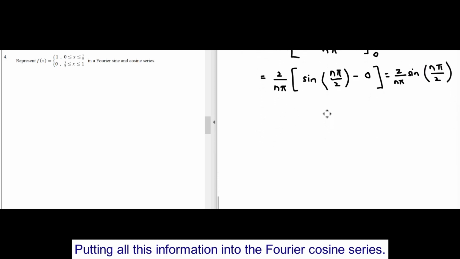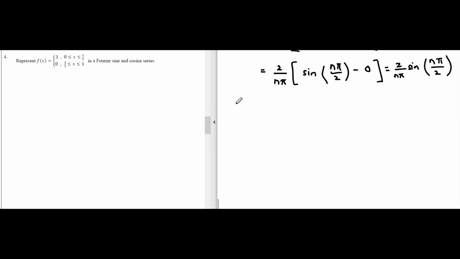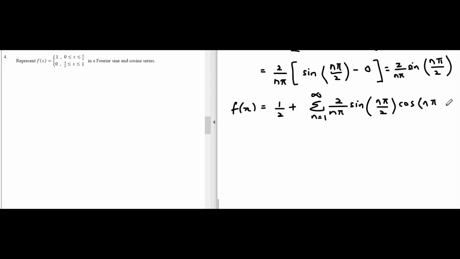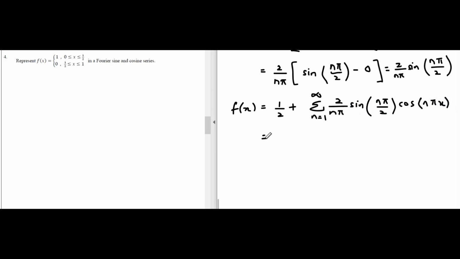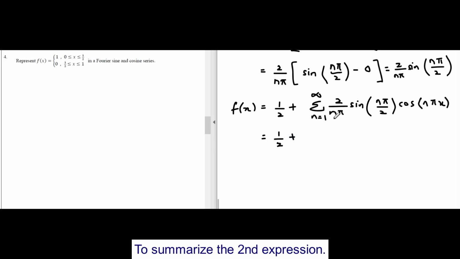putting all this information into the Fourier cosine series. The value of an, we can pull out the values to summarize the second expression.